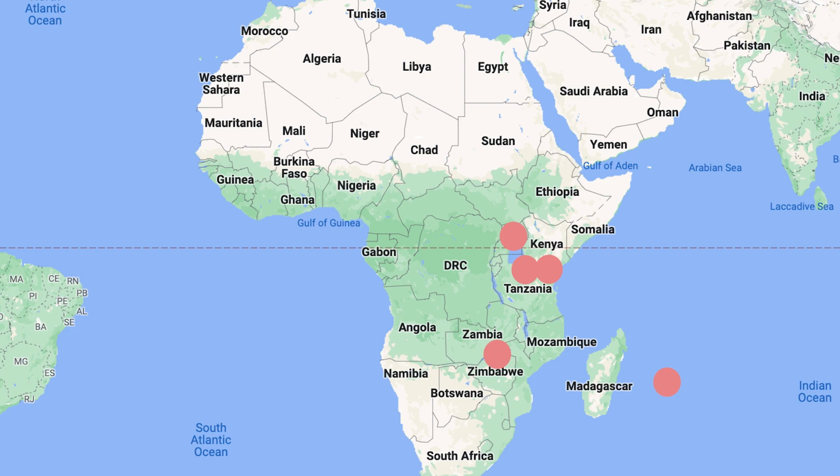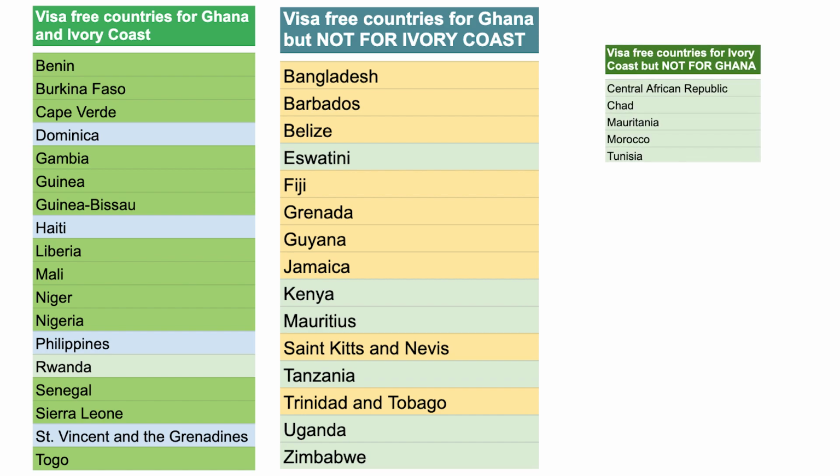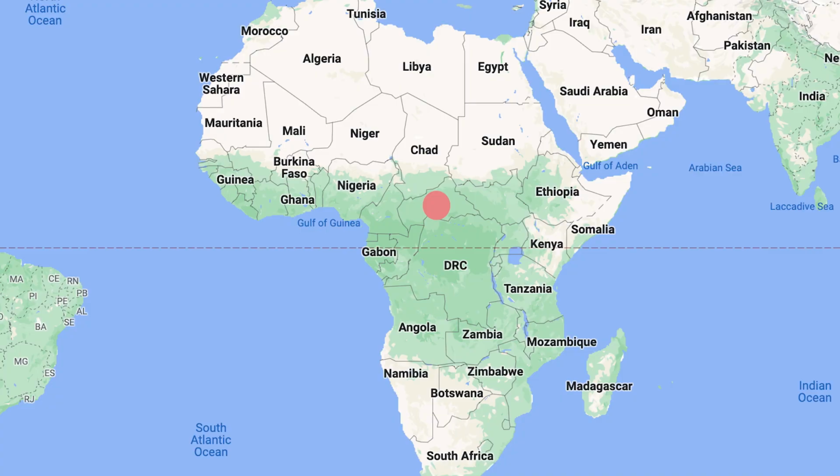And something else I want to go on to is to talk about the countries that somebody who holds an Ivory Coast, Cote d'Ivoire passport can visit without visa, while a Ghanaian passport holder needs to apply for visa, either electronic visa or visa on arrival, to be able to visit these countries. These are Central African Republic, and then you have Chad, Mauritania, Morocco, Tunisia. And I'm actually surprised that for a Ghanaian to visit Central African Republic and Chad, which is not too far from them, they have to apply for visa.